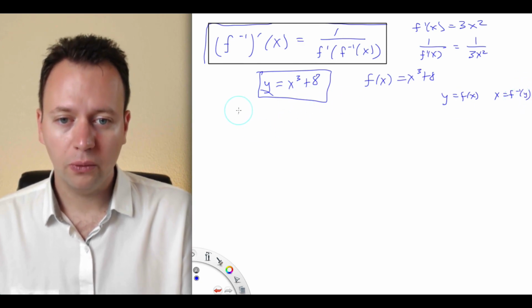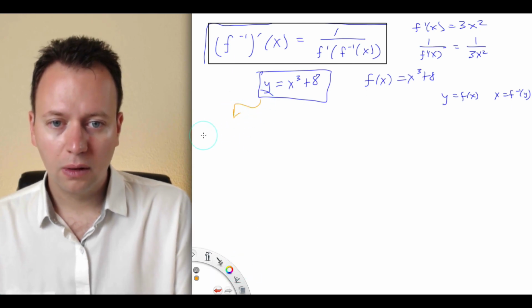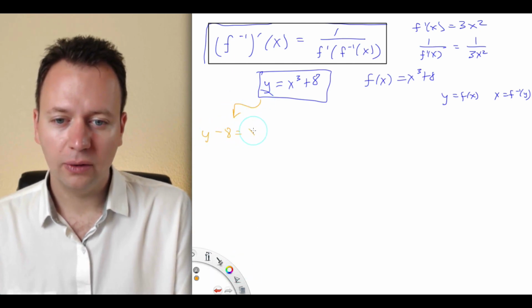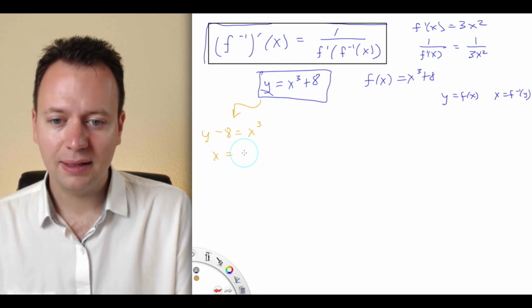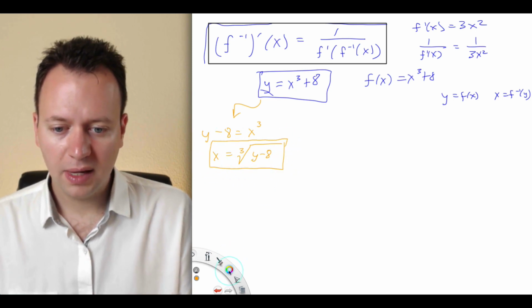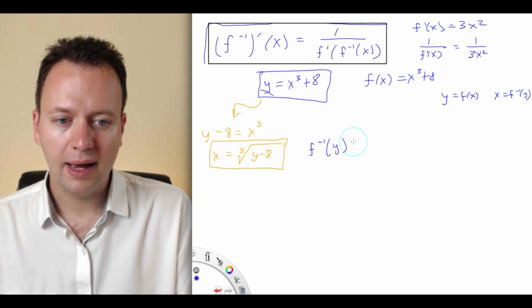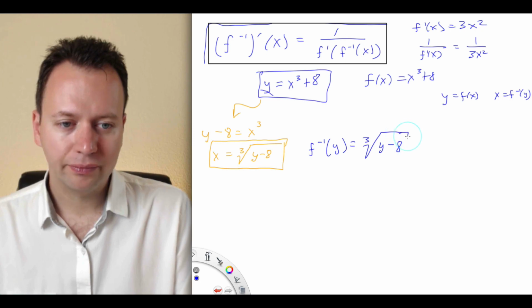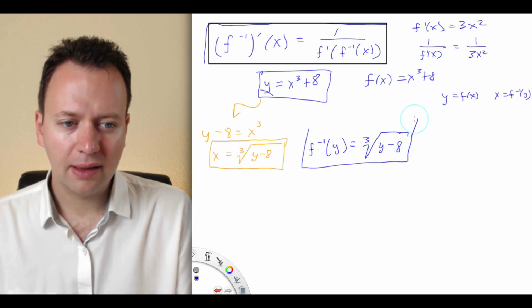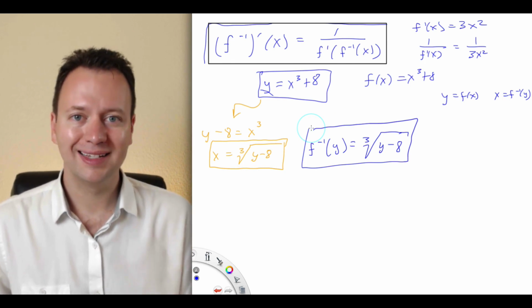First of all, we do y minus 8 is equal to x cubed. So therefore x is equal to the cubed root of y minus 8. And this means that, in particular, f inverse of y is going to equal the cubed root of y minus 8. So this is the inverse function. It's f inverse of y is the cubed root of y minus 8.